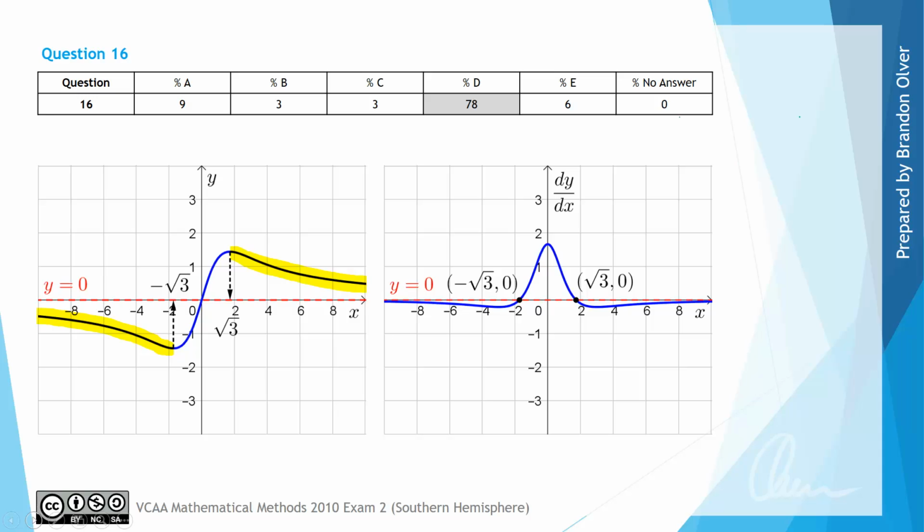As well as inspecting the derivative graph, we can see that the dy dx or f dashed of x graph is beneath the x-axis, so it has a negative value for x less than negative root 3, and also for when x is greater than root 3. So that made D the correct answer for this question.